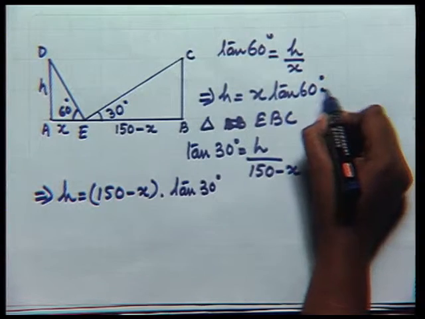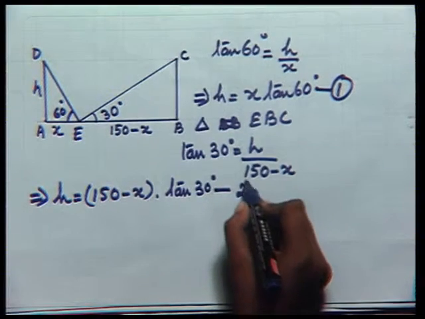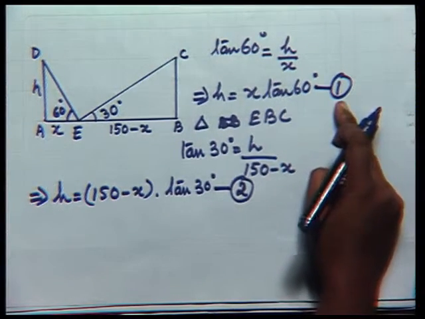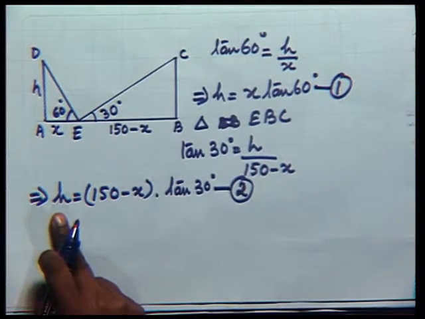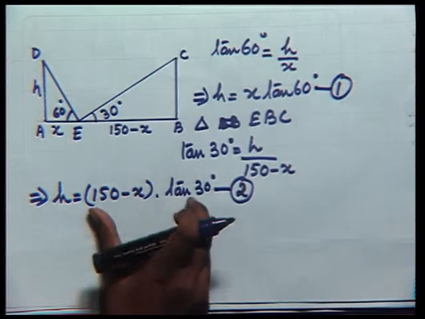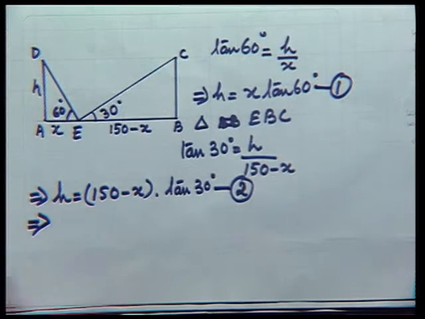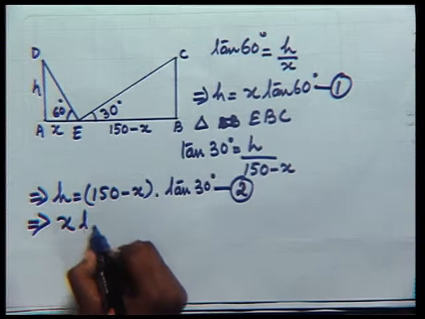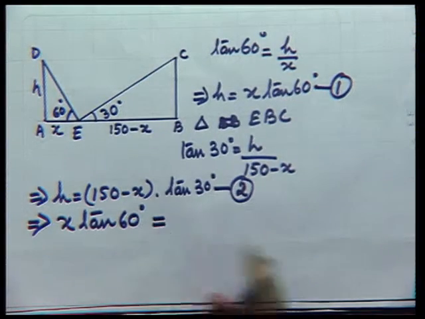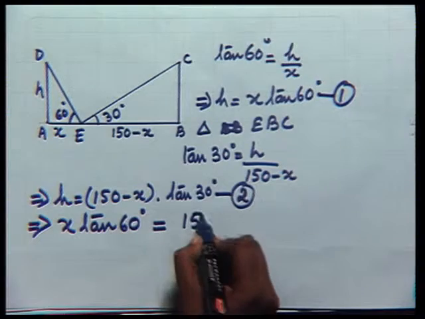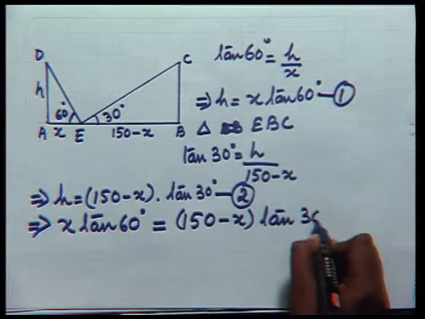Now, if this is considered as equation number 1 and this equation is considered as number 2, then this equation is also giving us the value of h and this equation is also giving us the value of h. So, these two values must be equal to each other. So, from equation 1 and 2, we have x times tan 60 degree is equal to 150 minus x into tan 30 degree.